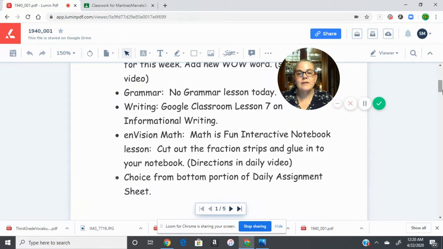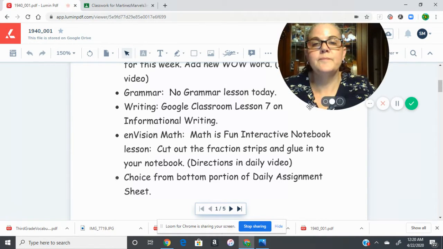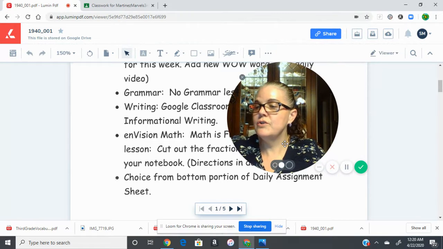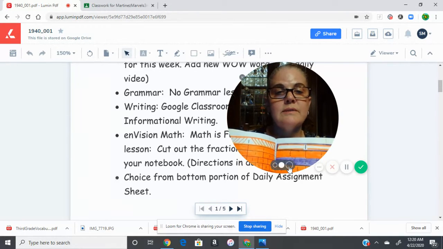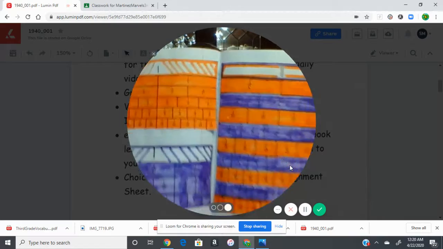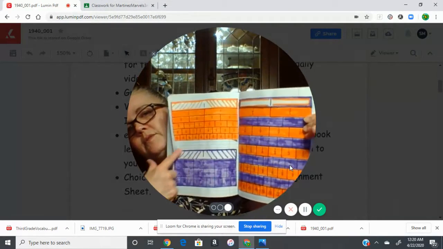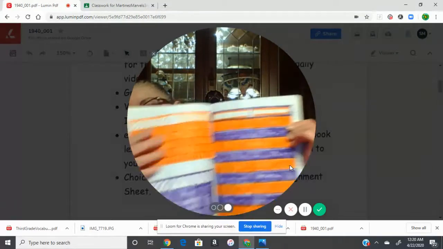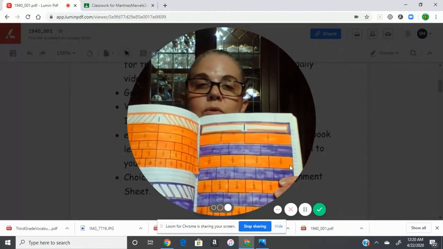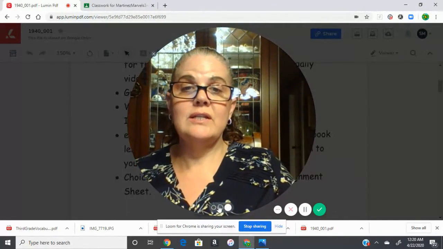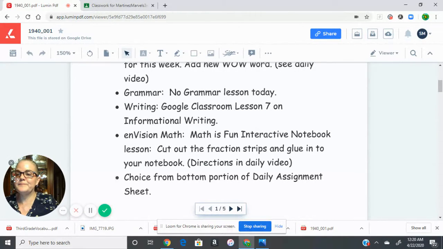Then you're going to go to Google Classroom for lesson 7 of your informational writing. And then in Envision Math, we're going to be doing an interactive notebook lesson. We're going to cut out the fraction strips and glue them into your notebook. Let me just really quickly show you that we're not going to cut them out individually. Let me see if I can make this bigger. We're going to cut them out as a whole. So I cut this sheet and this whole sheet and then this whole sheet. I colored them just because I like to have them colored. And then we'll go over that when we get to that section in our list of things to do.